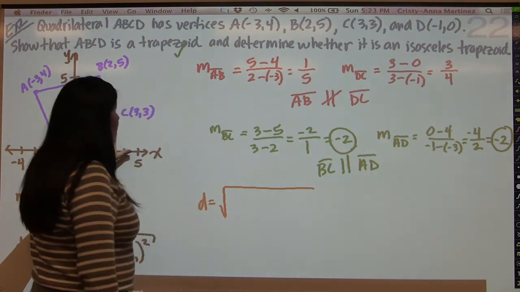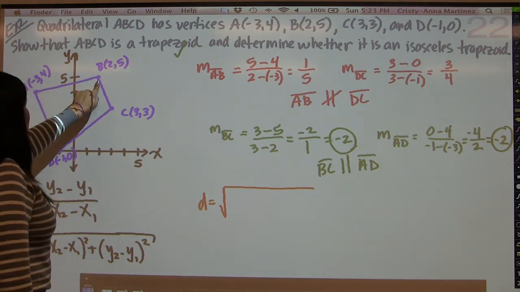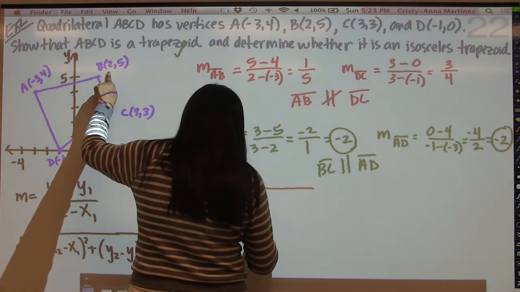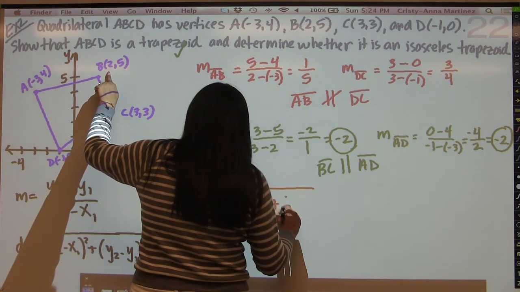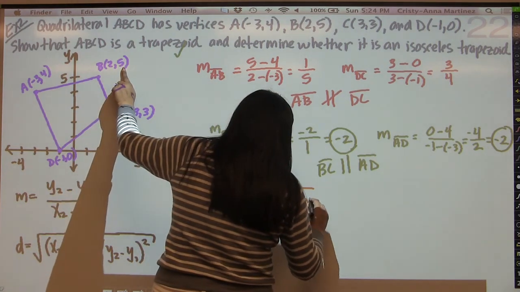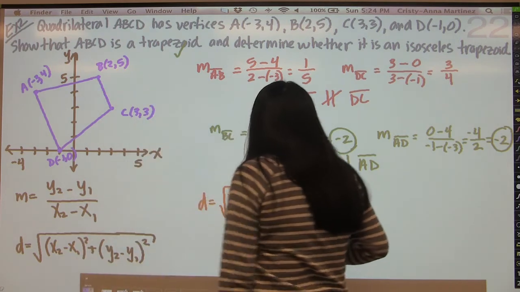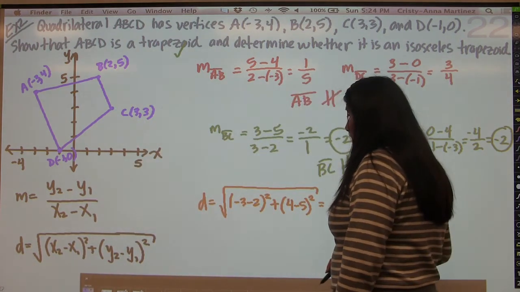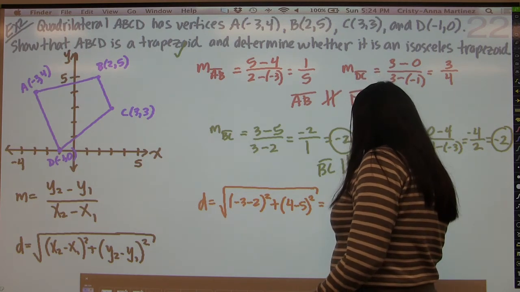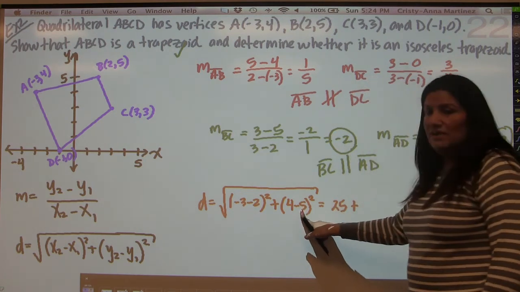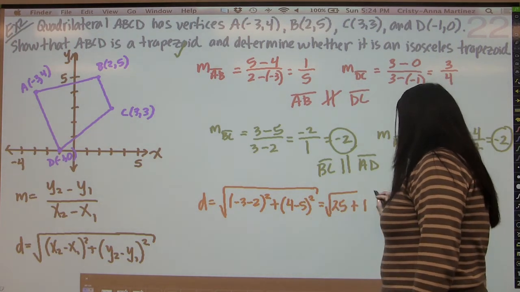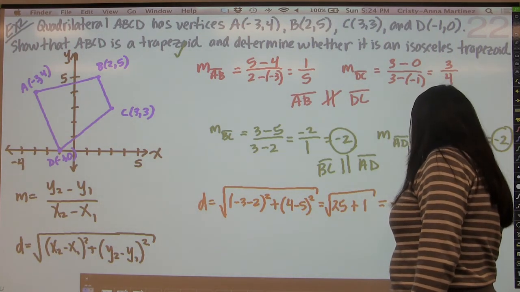And the distance formula for AB is going to be negative 3 minus 2 quantity squared, and then 4 minus 5 quantity squared. Okay, so negative 3 minus 2 is going to give you negative 5, and negative 5 squared is going to give you positive 25, and 4 minus 5 is going to be negative 1, but negative 1 squared is going to be positive 1. So basically we get the square root of 26.